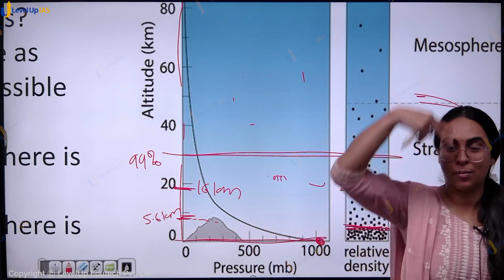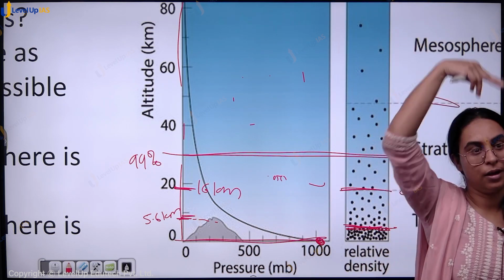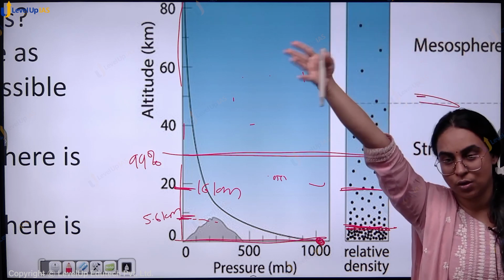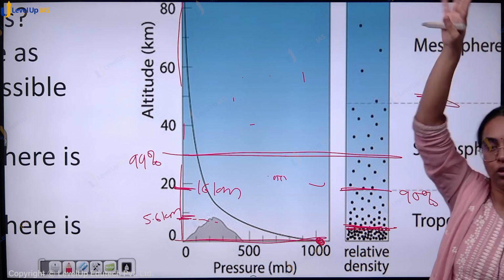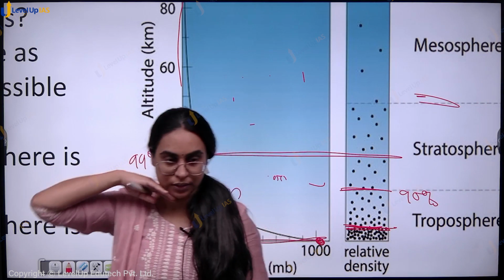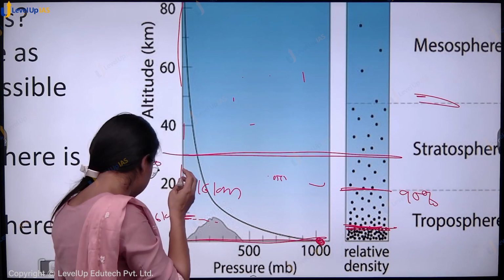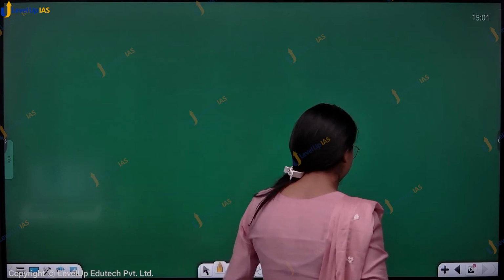मतलब Himalaya को double कर दो. Himalaya is 8 kilometers, so double the Himalayas, and 90% of the atmosphere is over. If I go further up, at 30 kilometers, 99% of the atmosphere is there. In case you know the relation with the layers.